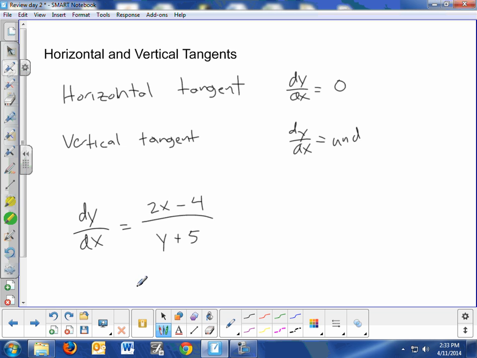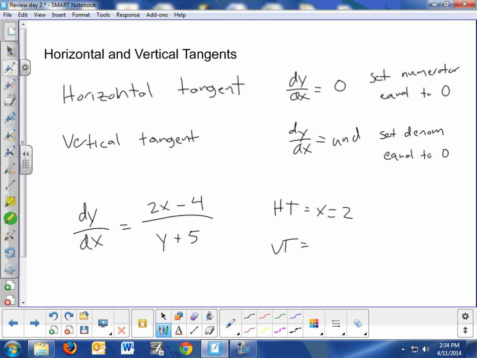You want to find the horizontal tangents, you set the numerator equal to 0. You want to find your vertical tangents, you set your denominator equal to 0. Of the derivative, correct? Of the derivative, yes. Because the derivative gives you the slopes, and that's what you're looking for. Okay, so horizontal tangent when x is equal to 2 in this situation, a vertical tangent when y is equal to -5.